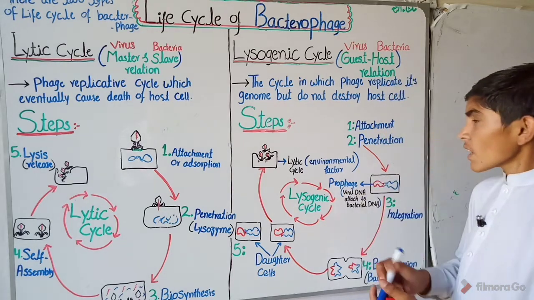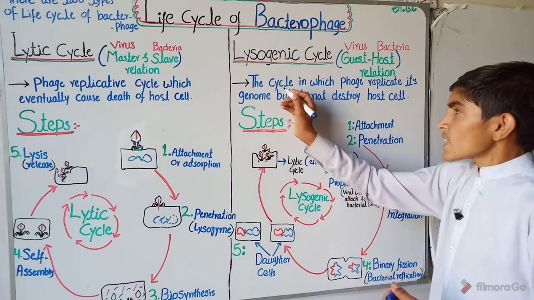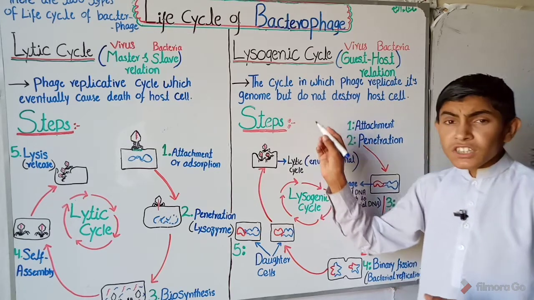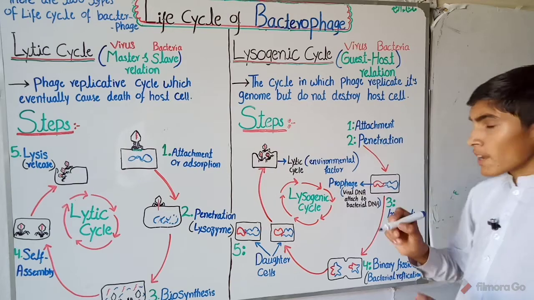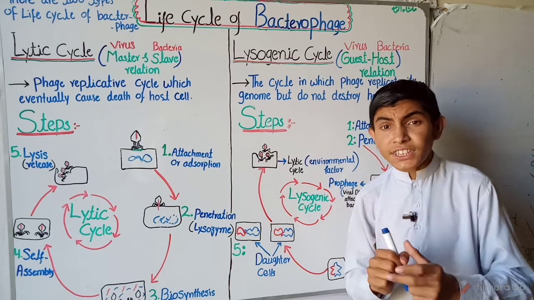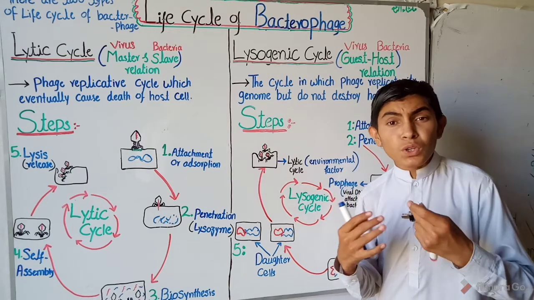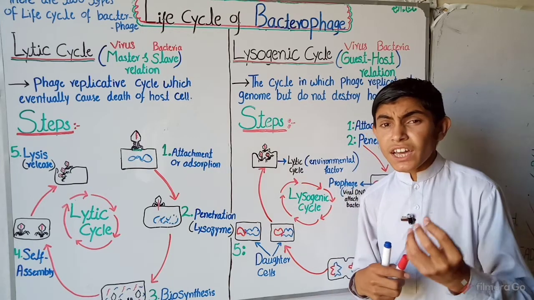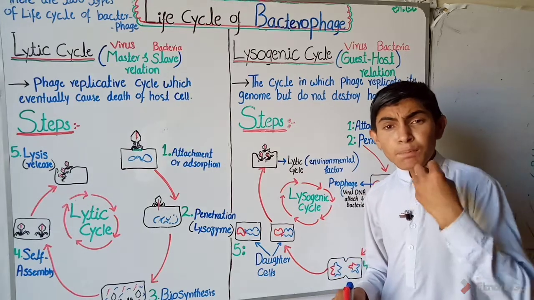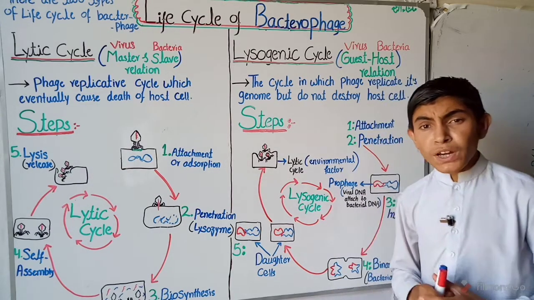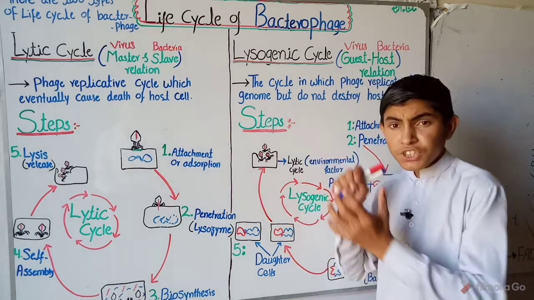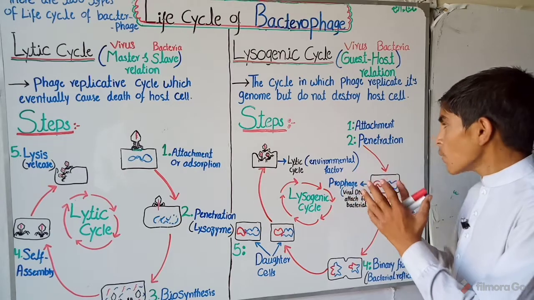So this is a cycle in which the phage replicates its genome but does not destroy the host cell. This is the replication of the bacteriophage virus inside a bacterial cell but without destroying the bacterial cell. It means the replication of the bacteriophage virus genome without destroying the host bacterial cell. Okay, so let's talk about the steps.